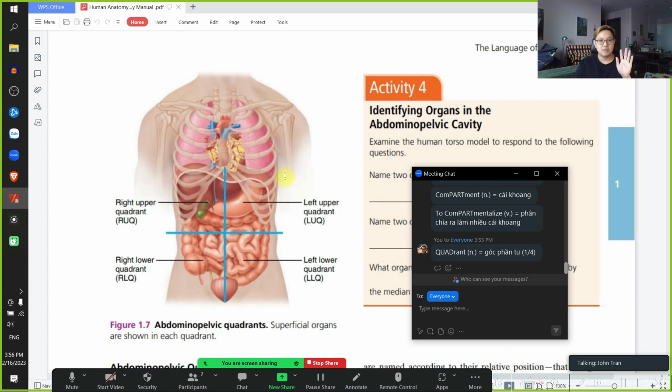Now, so when you look at a person, this is his right or her right part, okay? Đó, này bên phải nè. This is the left side. So, we have the right upper quadrant. Nó gọi là phân khu, nó gọi là cái góc tư phía trên bên phải. Left upper quadrant, góc tư phía trên bên trái. Right lower quadrant, góc tư phía dưới bên phải. And left lower quadrant, góc tư phía dưới bên trái.